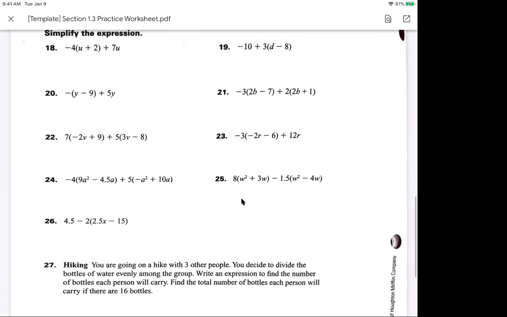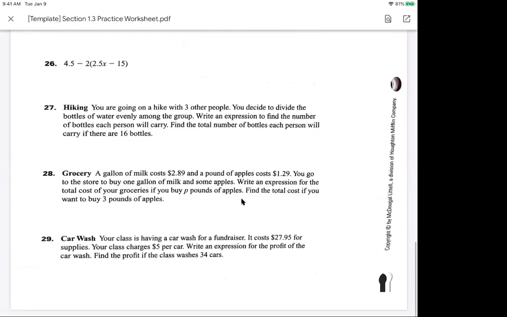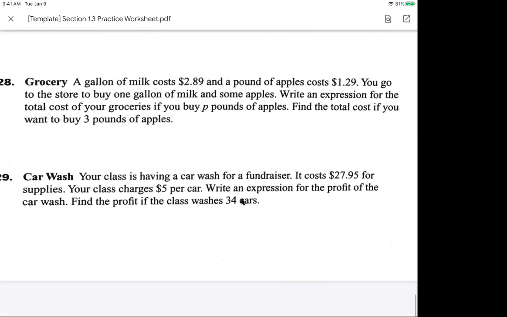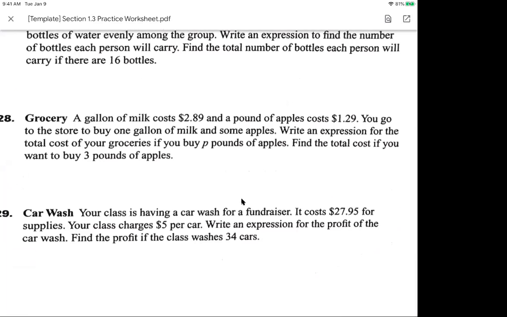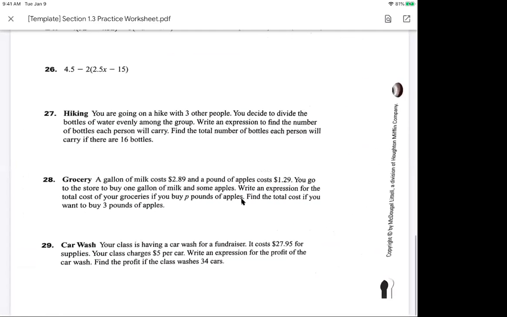If you're doing it on a separate piece of paper, great, that's fine. Just write down the problems. And then you have 29, the car wash problem to do. So one word problem. We're not doing all of the word problems.